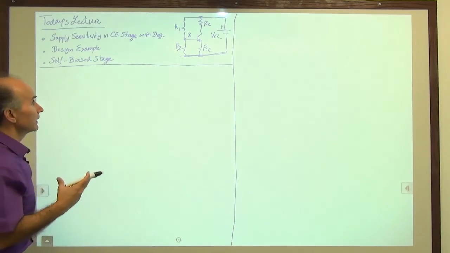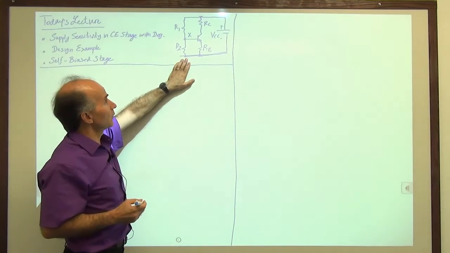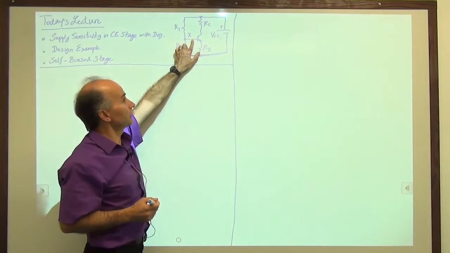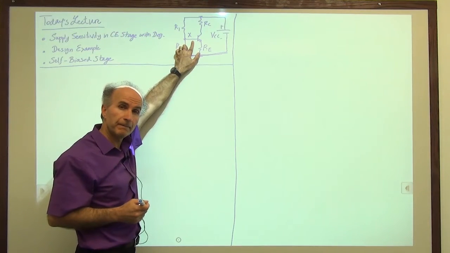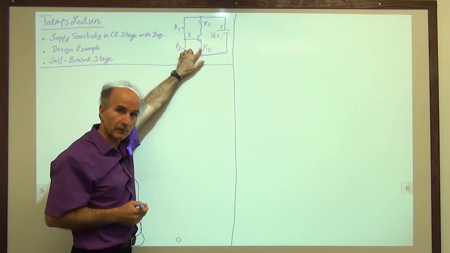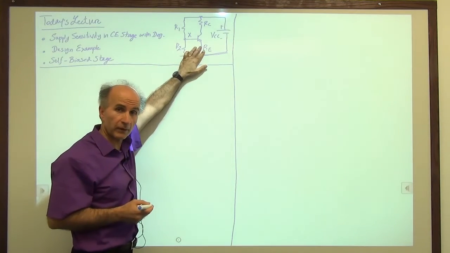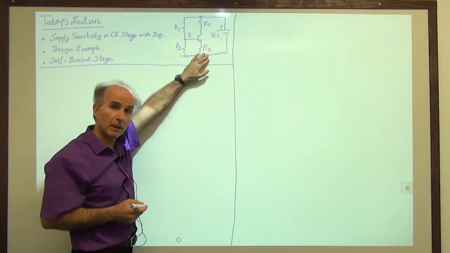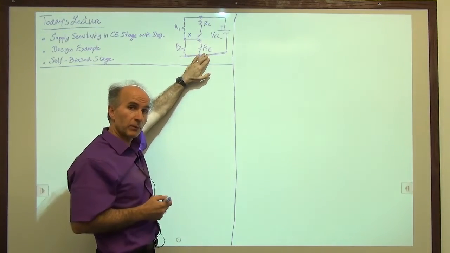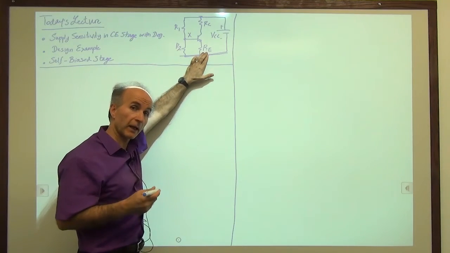All right, so let's look at this circuit again, and again I would like to see if the base voltage goes up by delta V, how much does the emitter voltage go up by? If it doesn't go up at all, then this is no better than having no degeneration. But last time we proved intuitively that the emitter should go up. The only question is by how much.